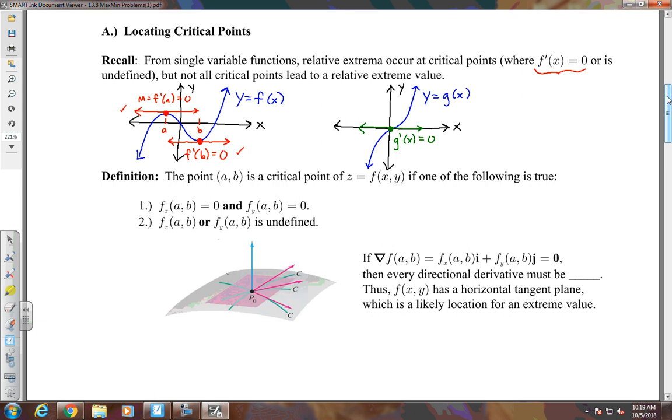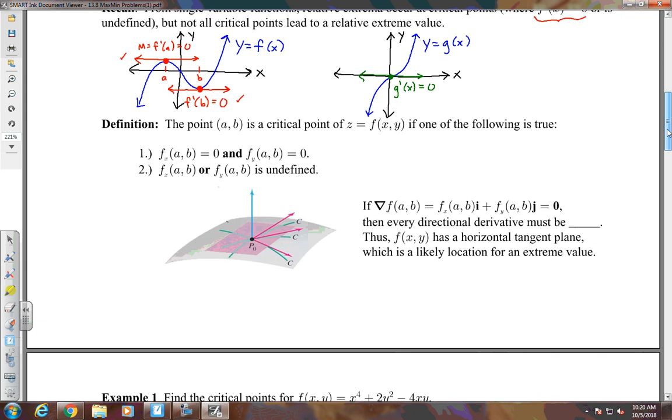It is an ordered pair from the domain. The domain of a surface is two-dimensional, so the domain is a space or a region in the plane. It is not an interval. So domain points consist of ordered pairs (a, b). So the point (a, b) is a critical point of the surface z equals f of x and y if one of the following is true.